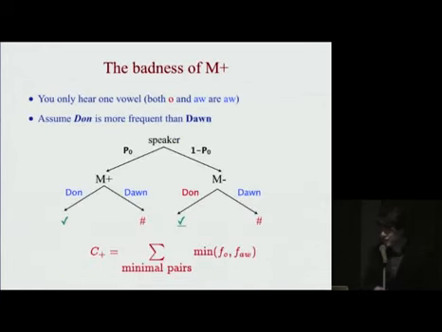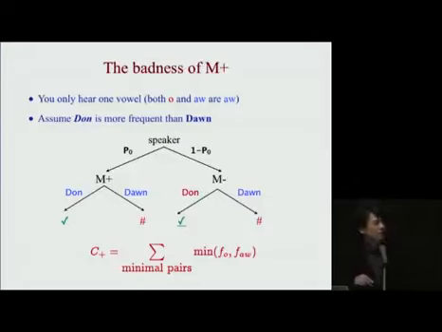So here's one scenario. This is what happens if the learner is trying out the merger system, namely the system under which "cot" and "caught" are the same. Sometimes it's going to hear speakers using the merger. Sometimes it's going to hear speakers not using the merger, namely using the distinct system. Let's just say, without loss of generality, let's assume DON to be more frequent than DAWN.